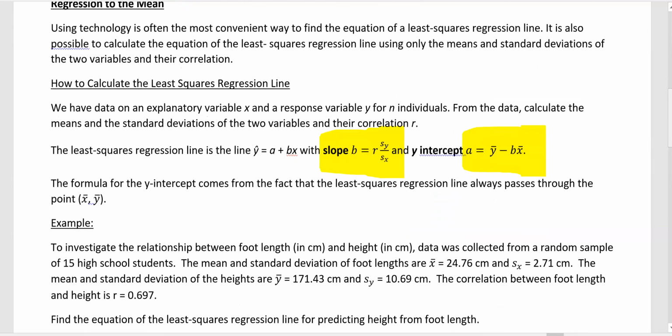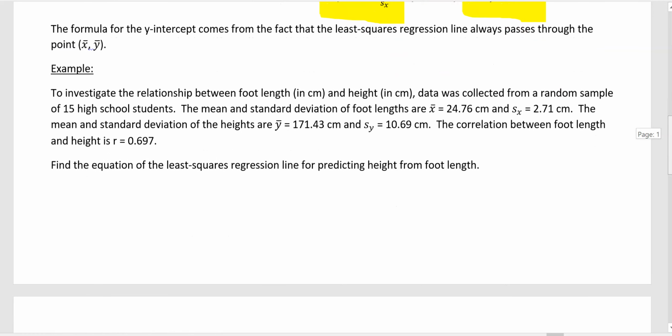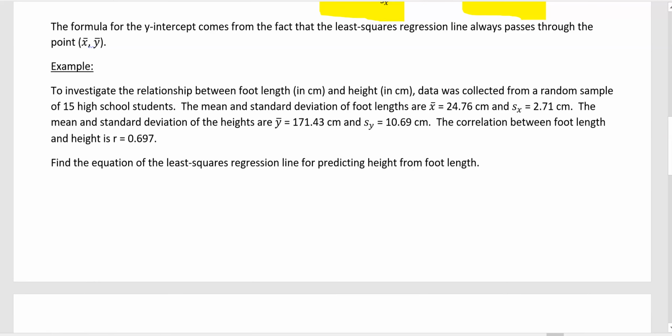We've got to investigate the relationship between foot length and height, both in centimeters. Data was collected from a random sample of 15 high school students. The mean and standard deviation of foot lengths are x bar equals 24.76 centimeters and standard deviation of 2.71 centimeters. The mean and standard deviation of the heights are y bar equals 171.43 centimeters and the standard deviation of y is 10.69. The correlation between foot length and height is r equals 0.697. So they just gave us all that information. That's what we need to plug in.